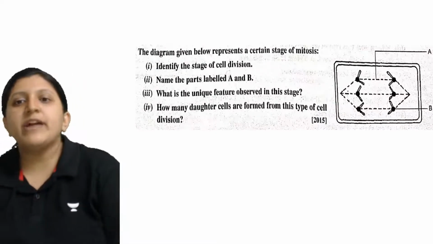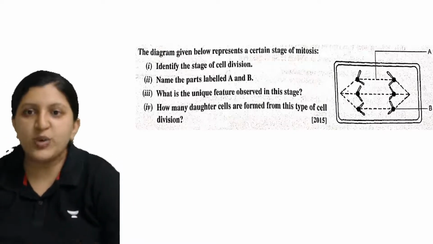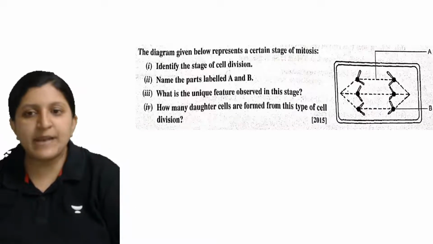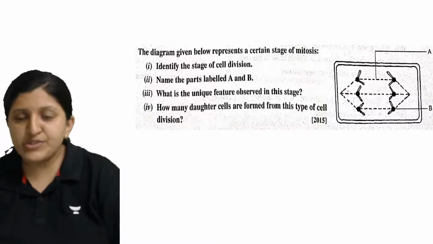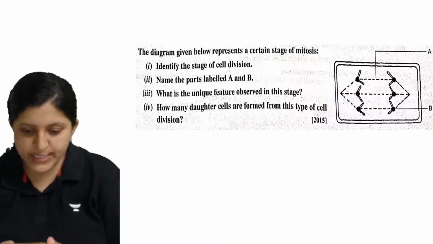The diagram given below represents a certain stage here. Identify the stage. What is this stage? Name the parts labeled A and B. There is A and B labeled here. What is the unique feature observed in this stage? And how many daughter cells are formed from this one?